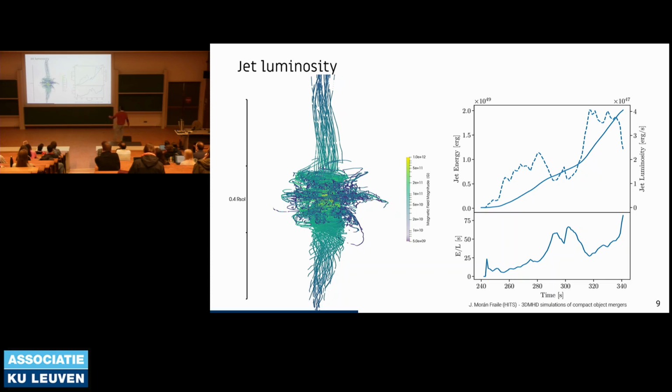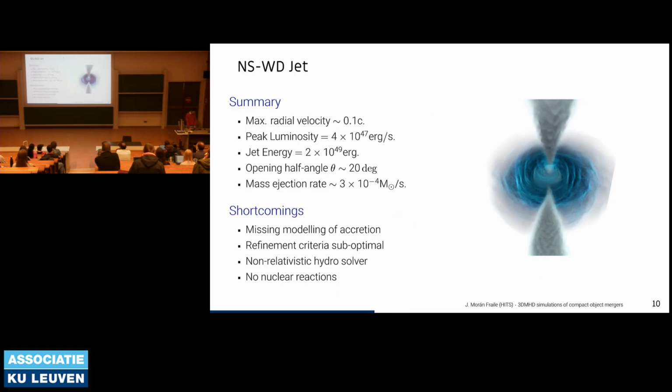So we know that, as you saw before in the movie, it turns on and off, so we have variability in the luminosity, but it's always in the order of 10^40 ergs per second in the timescale that we simulate. And here is a summary of the parameters that we measure in the jet.